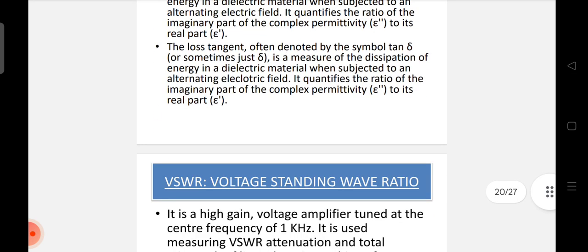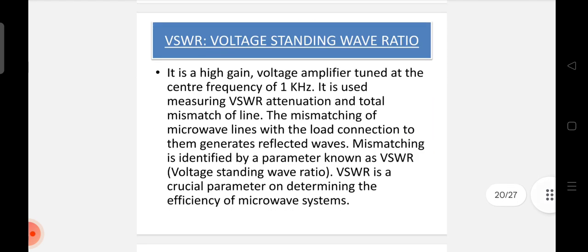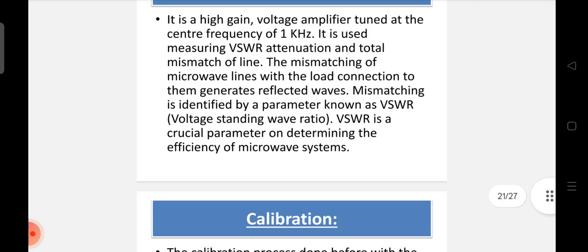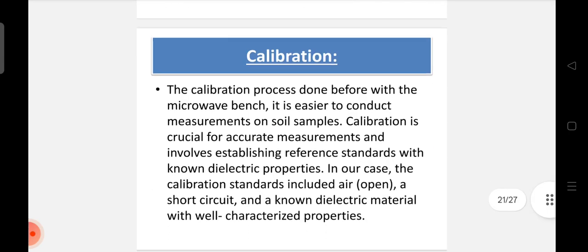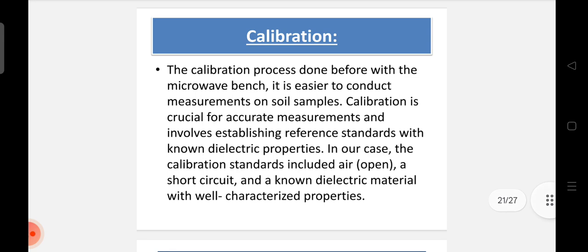Then we have to find VSWR. It is a high gain voltage amplifier tuned to a center frequency of 1 kHz. Voltage standing wave ratio is a crucial parameter in determining the efficiency of a microwave system. These are the concepts we have to find out. Then calibration is also needed. We have to calibrate the microwave bench first to calculate our data.